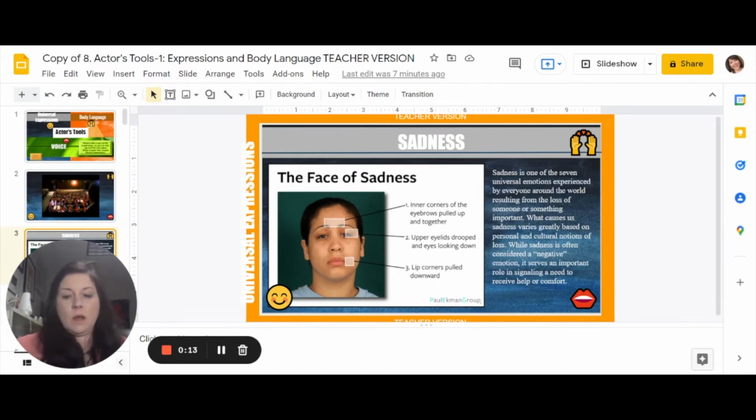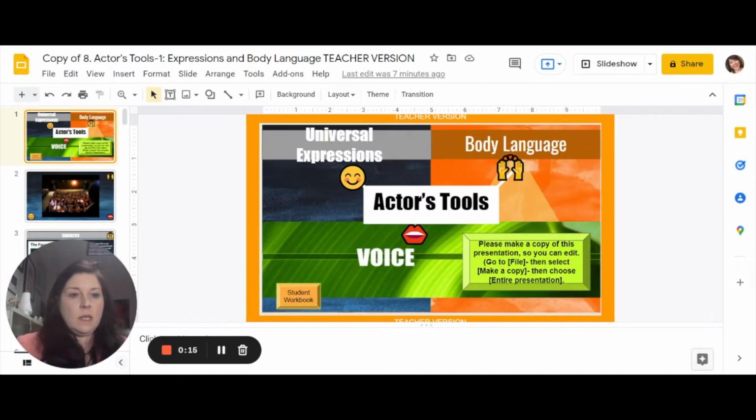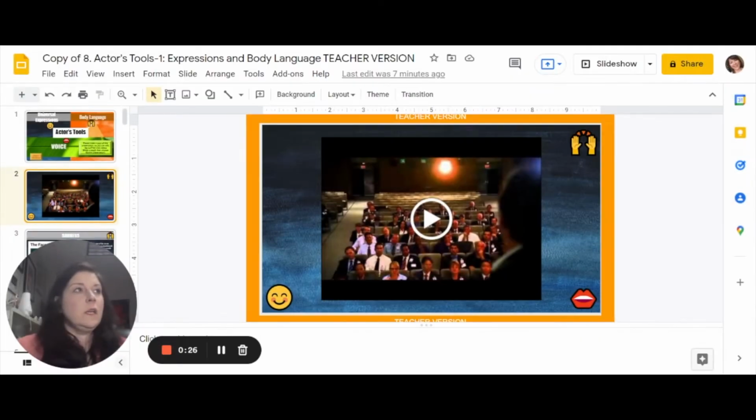This is on the actor's tools: universal expressions, body language, and voice. So the first thing I do in this lesson to get them excited about learning about these things is I show them season 1, episode 1 of the TV show, at the very beginning, Lie to Me.